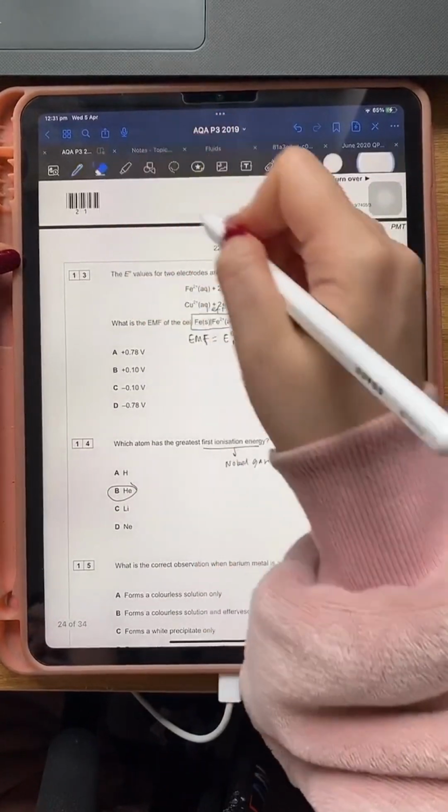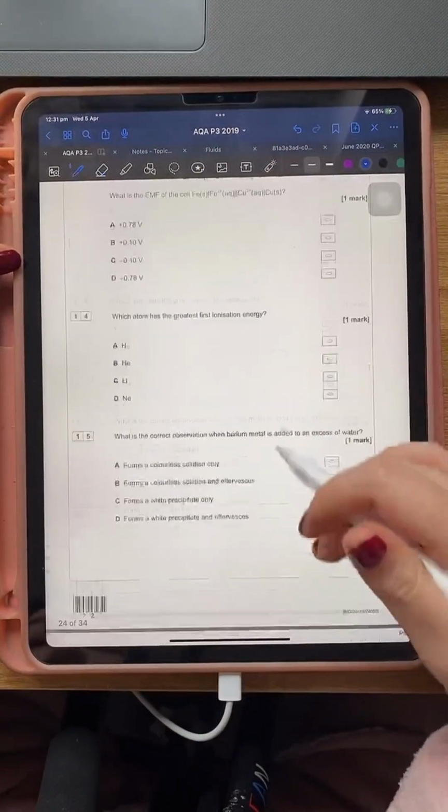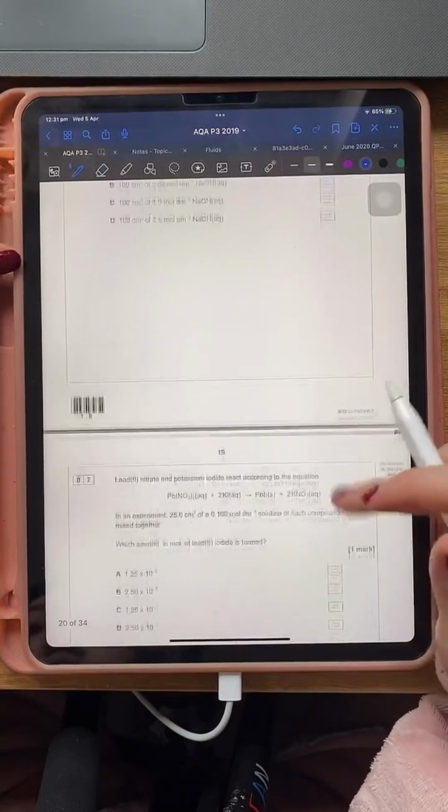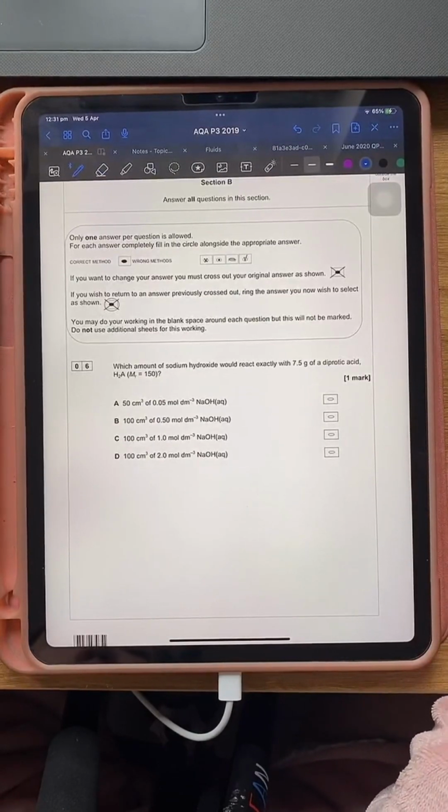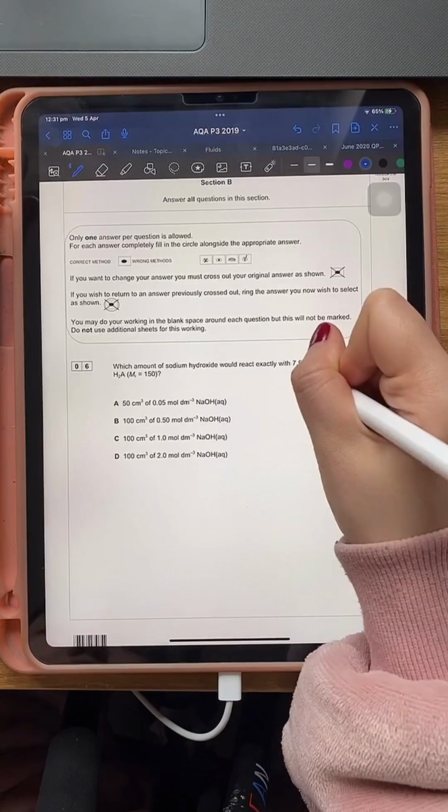So let's see. Which amount of sodium hydroxide would react with 7.5 grams of diprotic acid? What does diprotic acid mean?